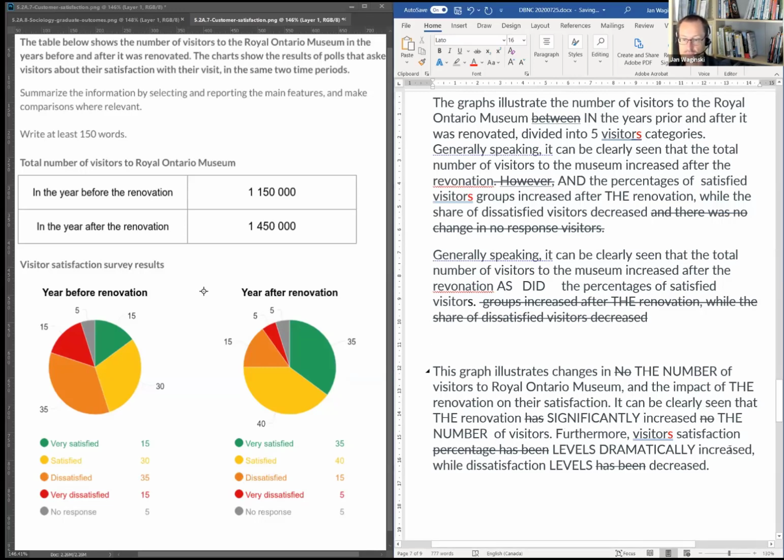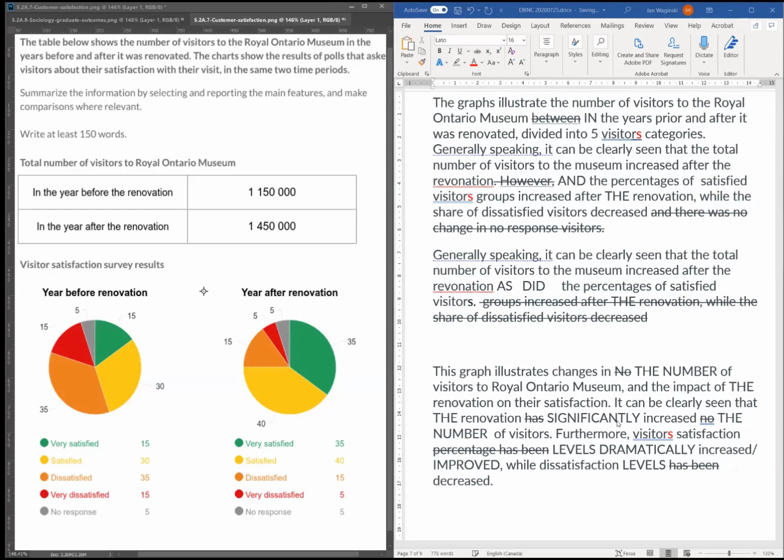And what's a synonym for increased? You've got increased here. We could say improved because we're talking about satisfaction levels. Okay, so these are minor changes. Okay, any questions? No. Okay, good.